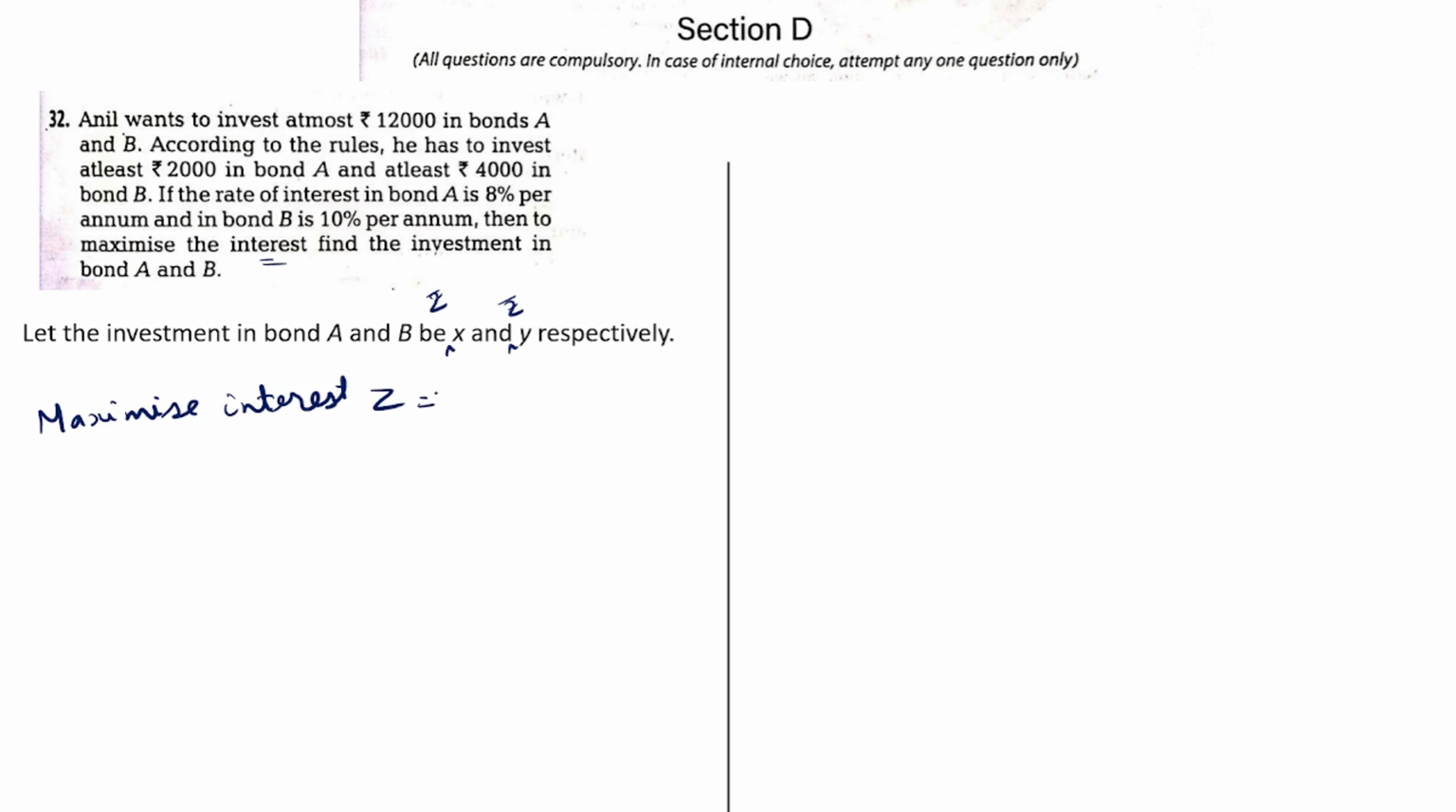Z is equal to the interest on bond A, it is 8%. So if x rupees is invested, the interest will be 8% of x, plus the interest on bond B is 10%. The amount invested is rupees y. So interest will be 10% of y. So this is 8 by 100 x plus 10 by 100 y, subject to the constraints.